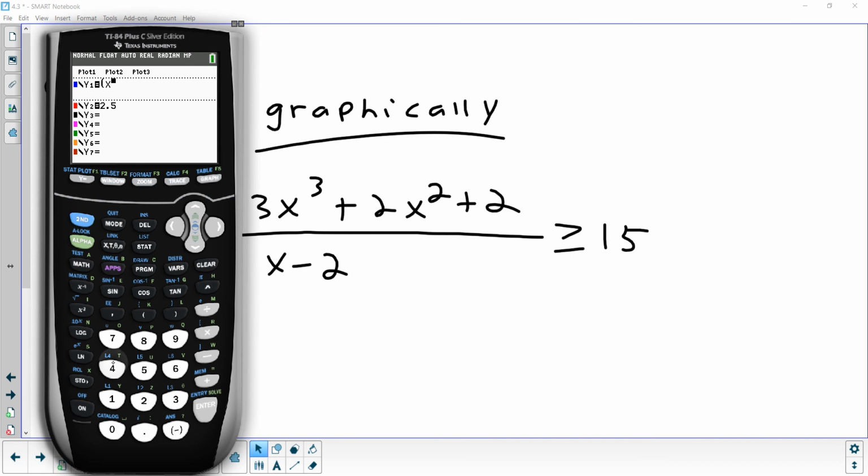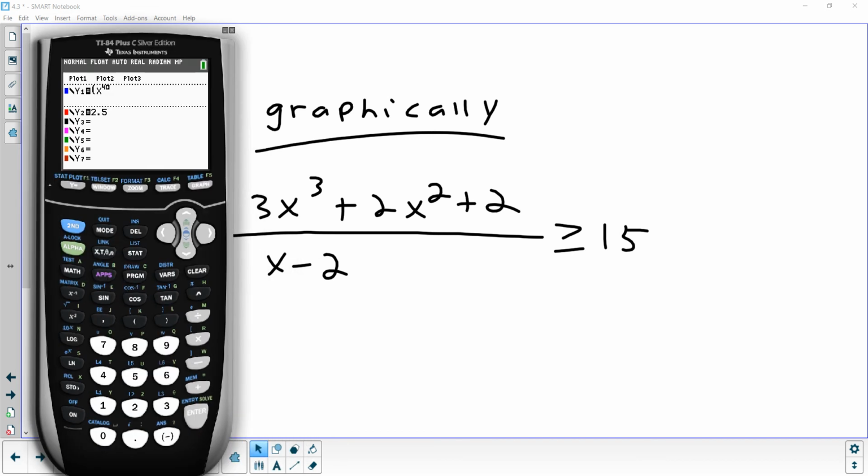So we've got x to the 4th minus 3x cubed plus 2x squared plus 2. You do want to make sure you put all of that in parentheses and then put all of this in parentheses just like that. x minus 2. And what am I going to put on y2? Yeah, 15. So what I'm going to be looking for is where the blue graph is above or equal to the red graph. That's what I want to know.